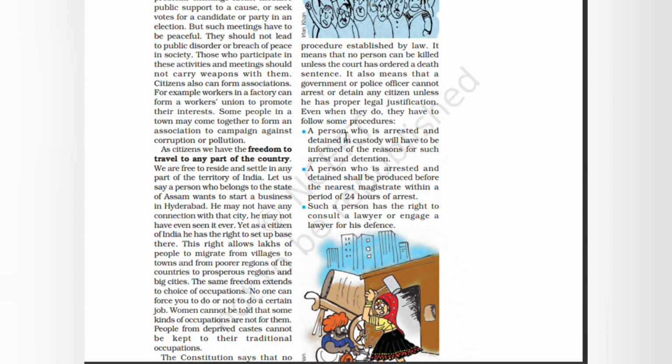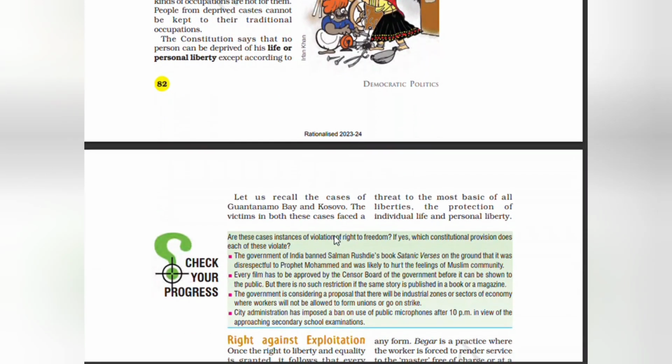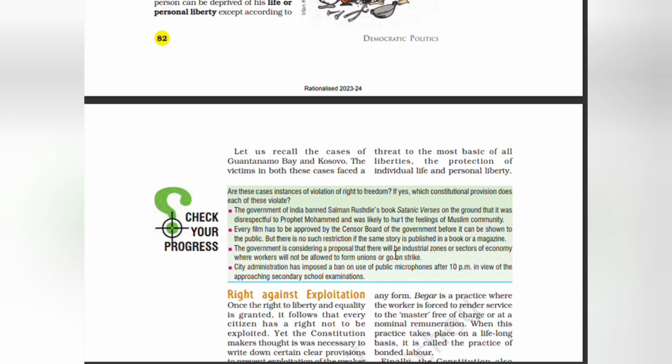A person who is arrested and detained in custody will have to be informed of the reasons for such arrest and detention. A person who is arrested and detained shall be produced before the nearest magistrate within a period of 24 hours of arrest. Such a person has the right to consult a lawyer or engage a lawyer for his defense. Let us recall the cases of Guantanamo Bay and Kosovo. The victims in both these cases faced a threat to the most basic of all liberties, the protection of individual life and personal liberty.